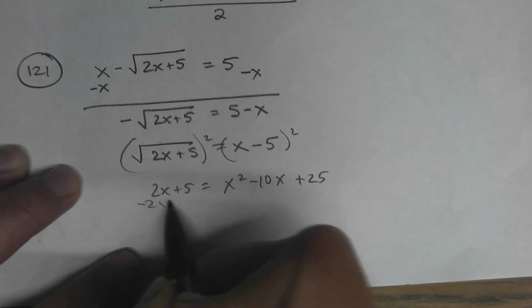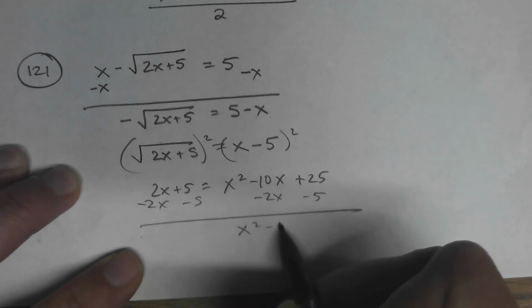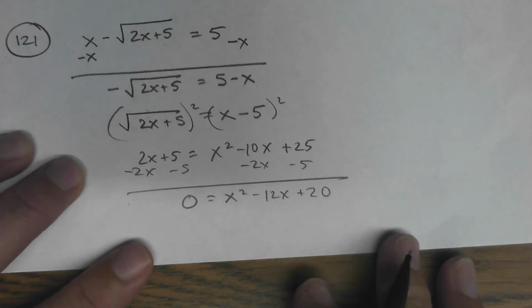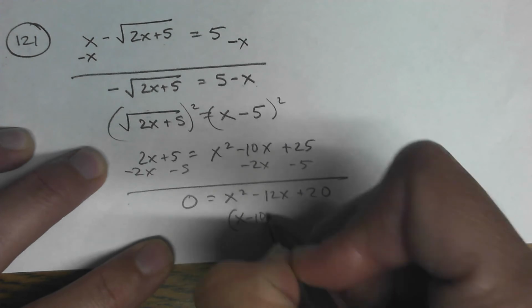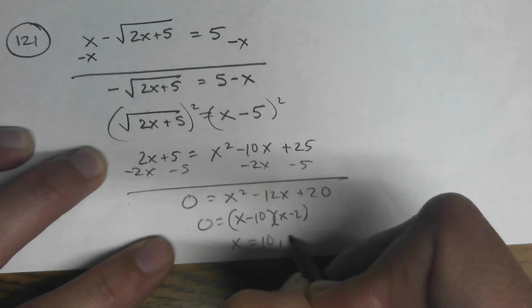Subtract your 2x. Subtract your 5. X squared minus 12x plus 20. Is it factorable? 1 and 20, 2 and 10. X minus 10, x minus 2, x equals 10, or x equals 2.